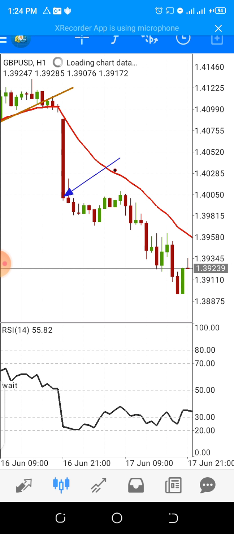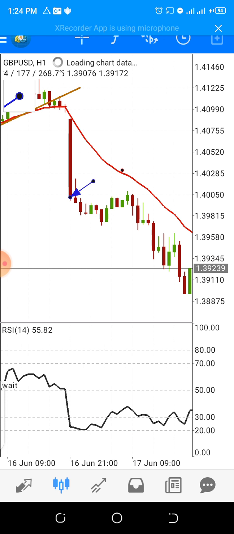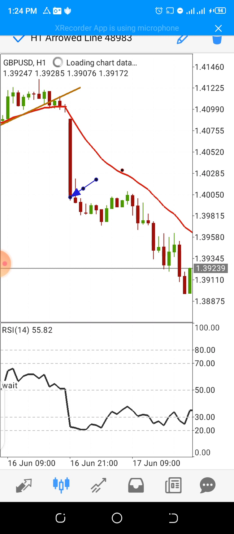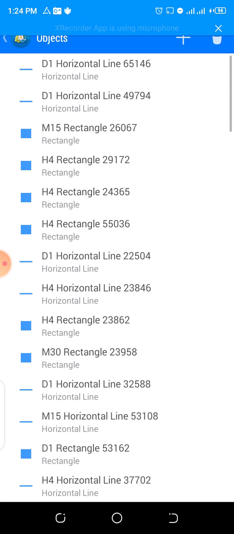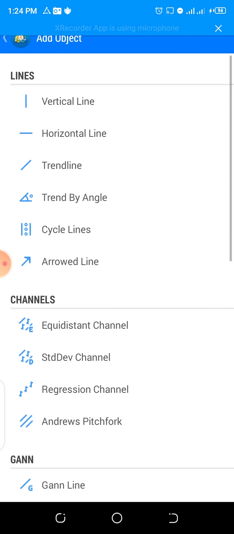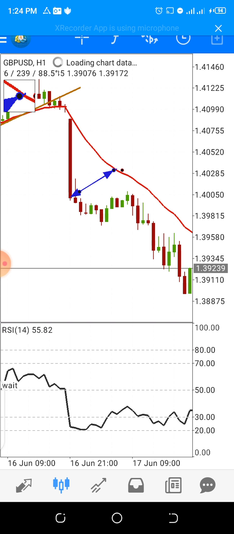Let's say this was the retest. This was where the structure was broken, and then it retested this zone. It retested this zone again, and it retested this zone where it came from. For example, it's following the moving average.